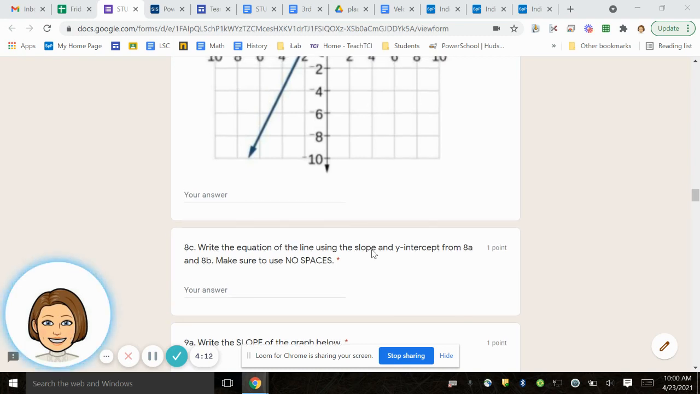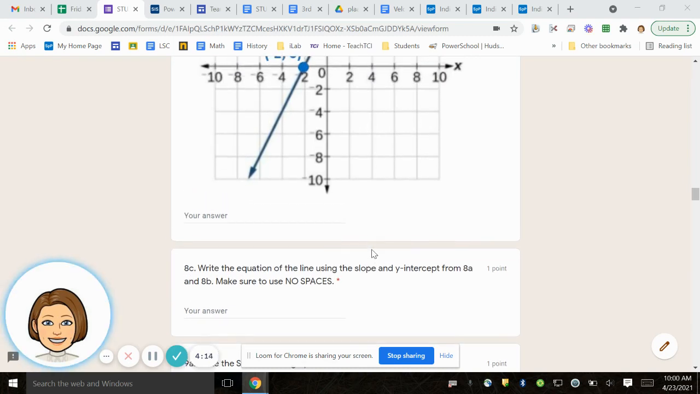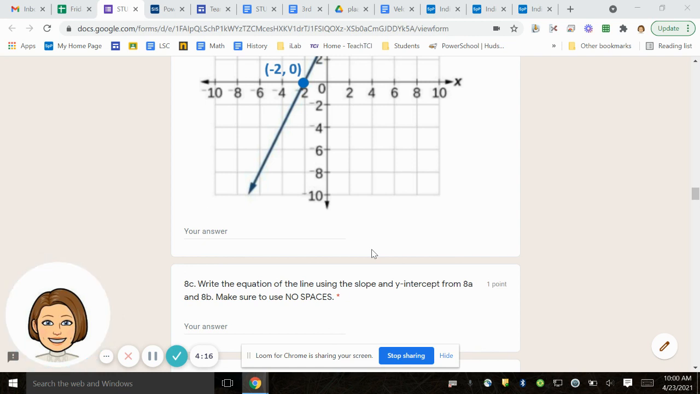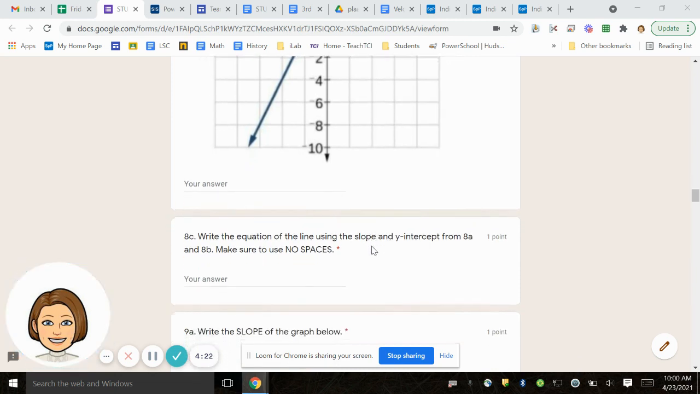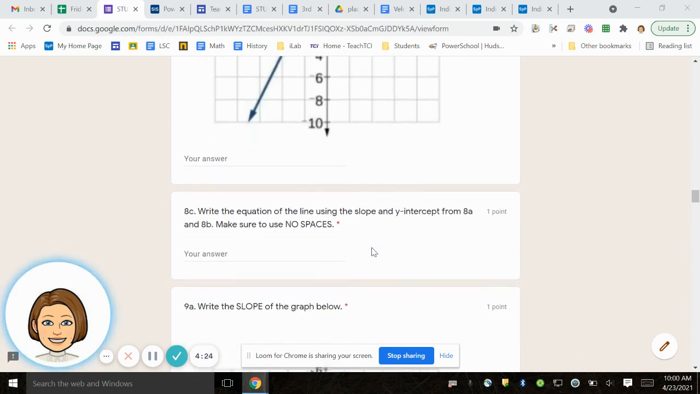Number 8c, using the information that you got from 8a and 8b, write the equation using slope and y-intercept. Make sure it has no spaces and you use lowercase letters.